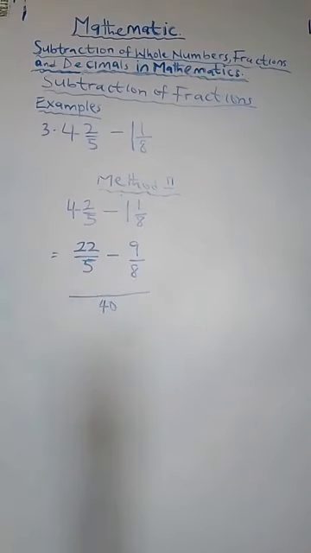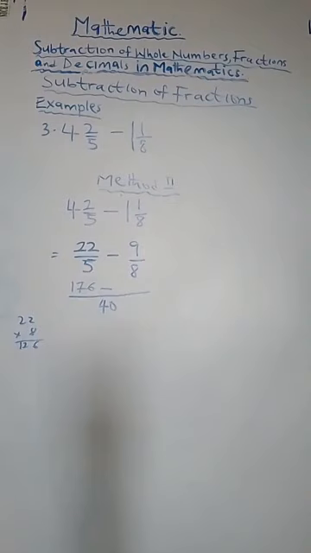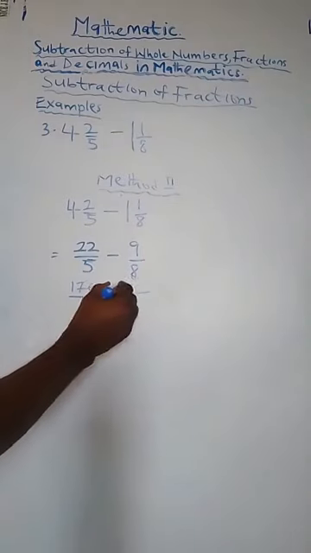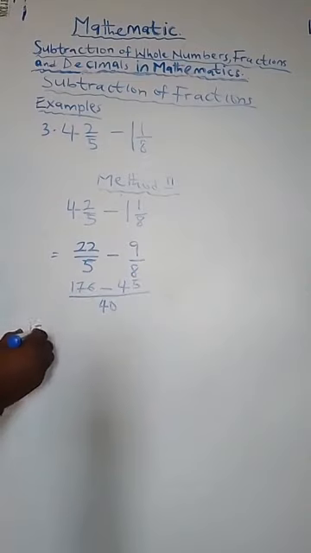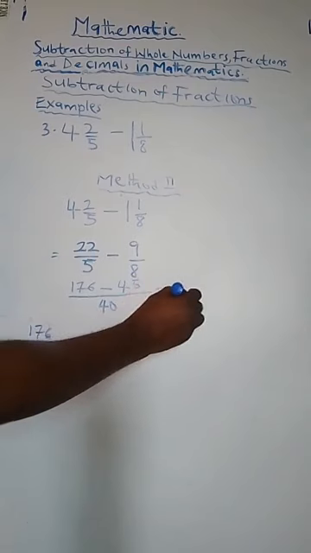40, 5 in 40, that is 8. So 22 times 8. 8 times 2, 16. We keep 1. 8 times 2, 16 again, plus 1, 17. So that is 176. Minus 8 in 40, 5. 9 times 5, that is 45. So we now do 176 minus 45. 6 minus 5, 1. 7 minus 4, 3. So we have 131 over 40.